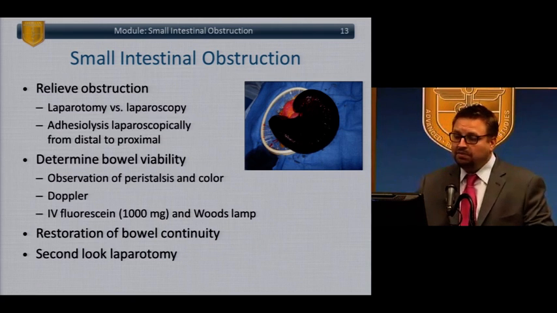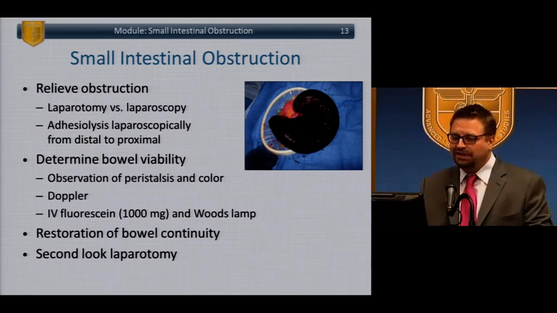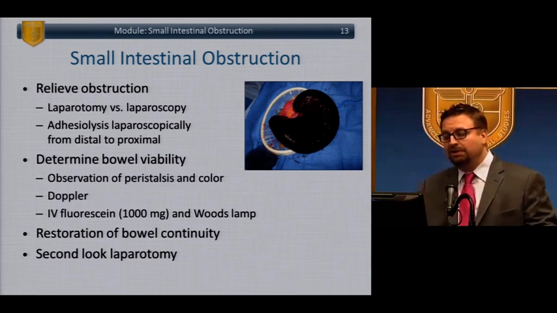So if you do take these patients to the operating room, the goal, of course, is to relieve the obstruction. Whether you do this by laparotomy or laparoscopy, for the details of an exam, doesn't really matter too much. This depends on your skill set and comfort, but the questions will mostly focus on taking them to the operating room and doing lysis of adhesions or resection of whatever pathology is causing their obstruction. Determining the bowel viability, of course, is important.